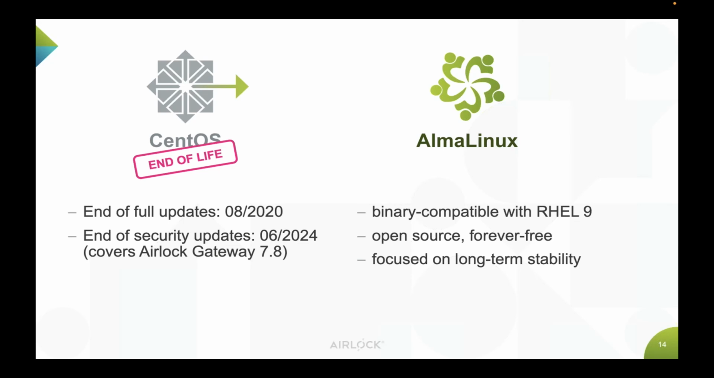So we had to do this change now, and that's also the reason why we have a major version 8 in the gateway version numbering. So what about Alma Linux? It's a binary compatible distribution with Red Hat Enterprise Linux, just as CentOS. It's also open source, it's free, and it has a focus on long-term stability. So that's exactly what we actually need.